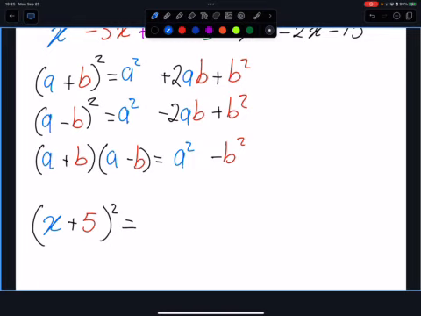For example, so what is the answer? A squared, which is x squared, plus 2 times 1, which is in front of the x, 2 times 1, which is 2, x multiplied by 5, 10x. And then 5 squared, 25. This takes you 2 seconds.